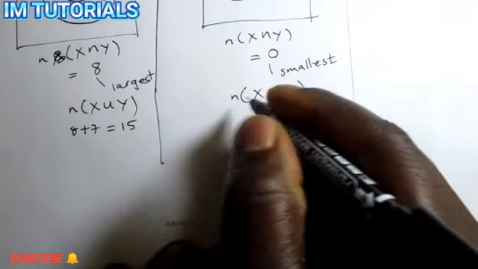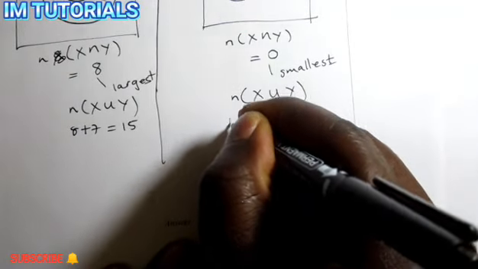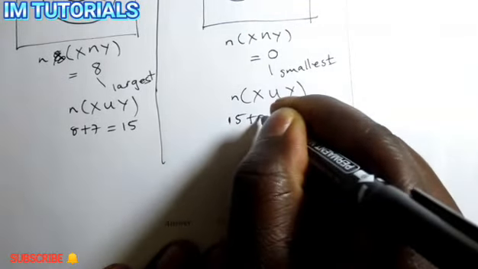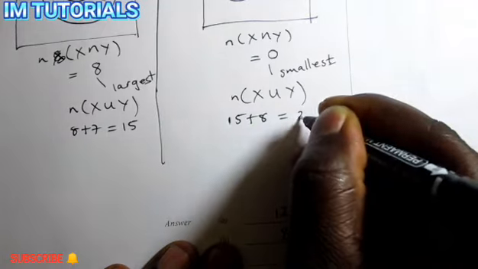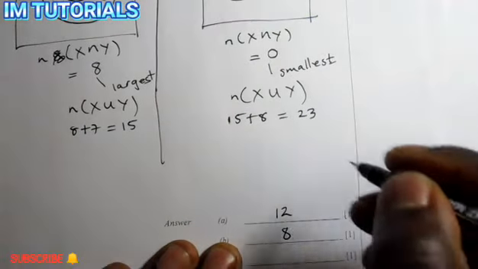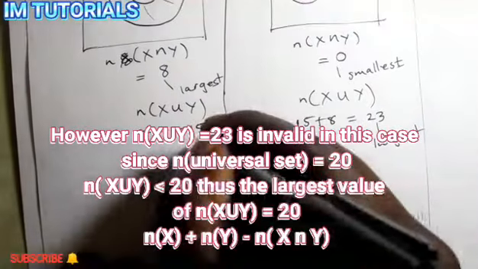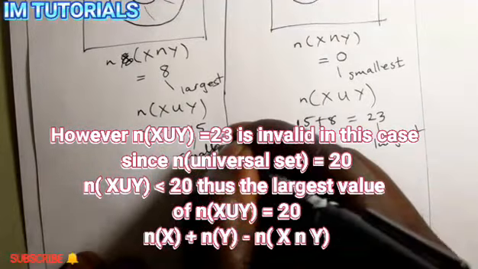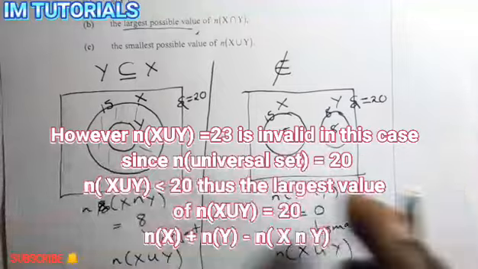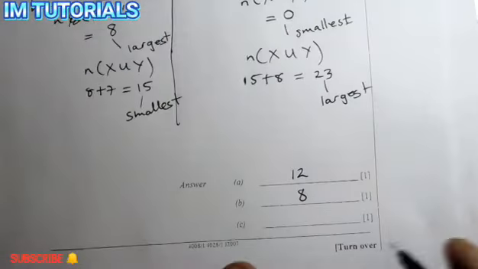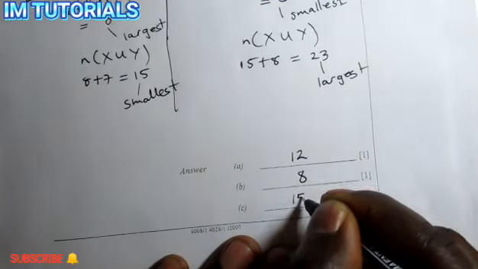Then on the right side, this is where you add 15 plus 8 to find the union, and you get 23. So 23 represents the largest, and 15 represents the smallest. So what is the requirement of the question? Smallest. So the smallest, your answer is 15.